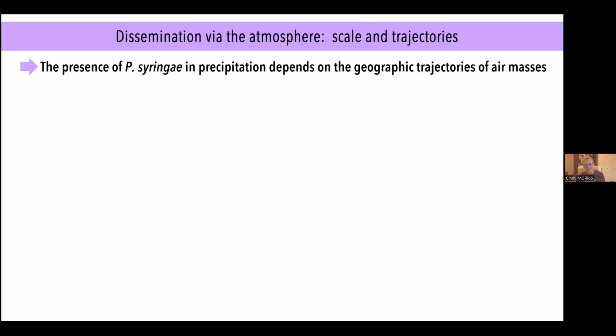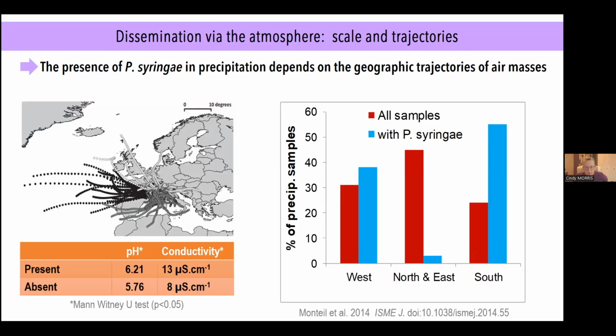All right, so then there's another way to go about this, okay? Maybe the presence of Pseudomonas syringae in precipitation depends on the geographic trajectories of air masses. So we can not necessarily see them, but we can say, well, they came from here, so we expect them to be more or less abundant. And this was something that was done within the thesis of my graduate student, Caroline Montoy.